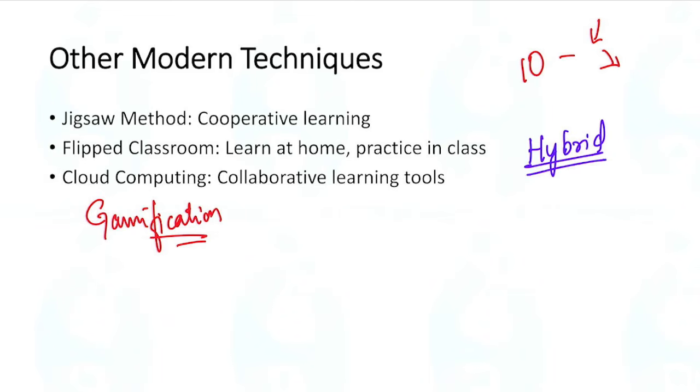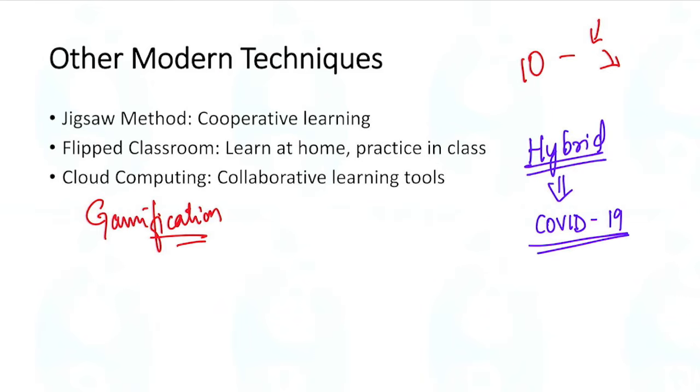Similar to that, we have something called hybrid learning. Here there is a mix of in-person and remote learning. A student will attend some classes physically and others online. The most important example is the classes that were going on during the COVID-19 pandemic, which are known as hybrid learning.